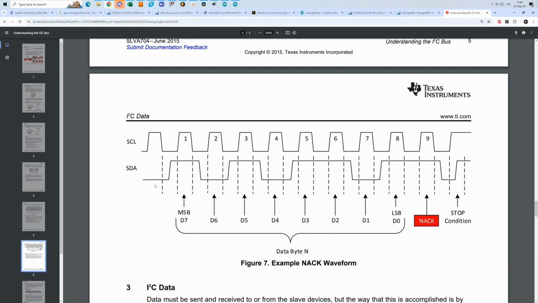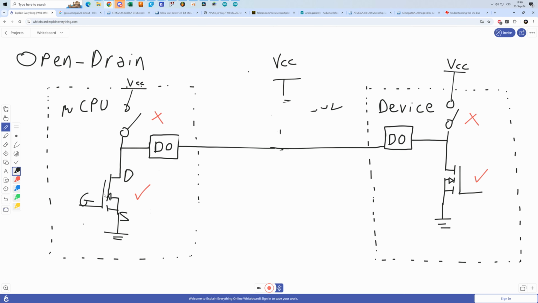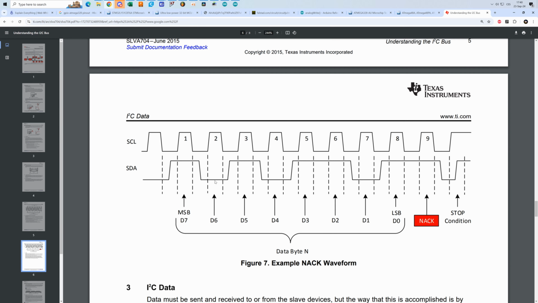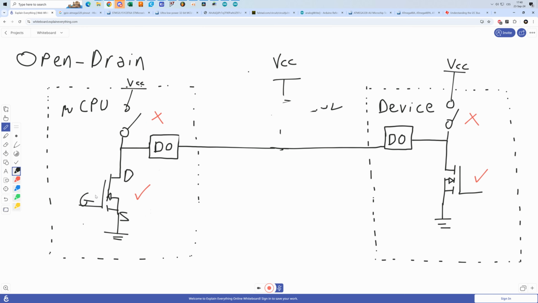Notice how every time we have logic low on the SDA line, that means the transistor in the open drain is turned on. It could be either this one or this one, depending on which device is transmitting. If this device is transmitting, then this logic low that we see over here is going to be determined by this transistor. If this device is transmitting, then of course this transistor will determine the logic low. I'm just going to erase this over here.